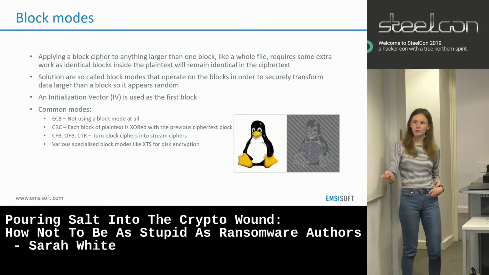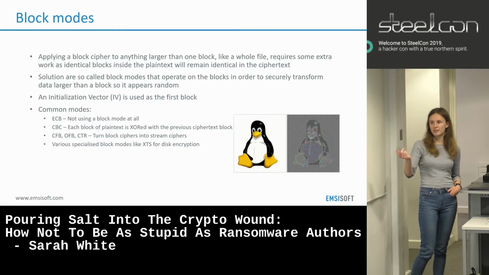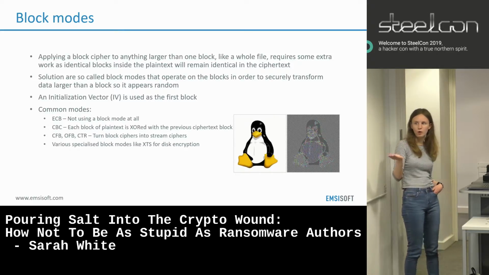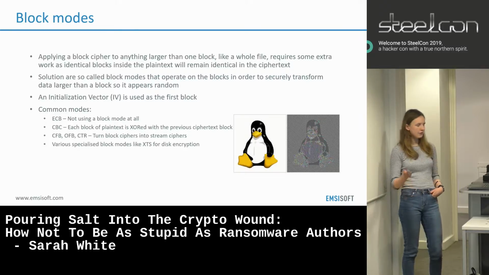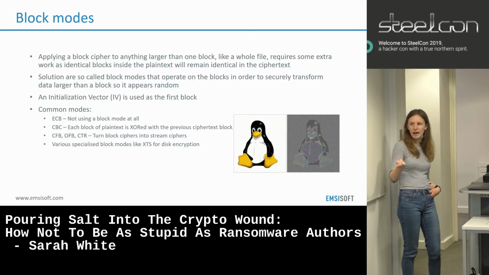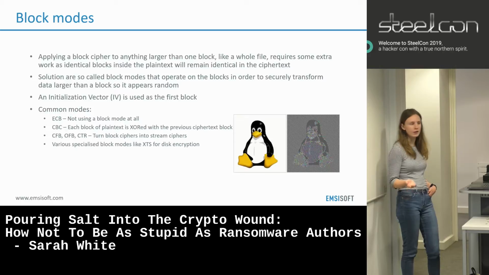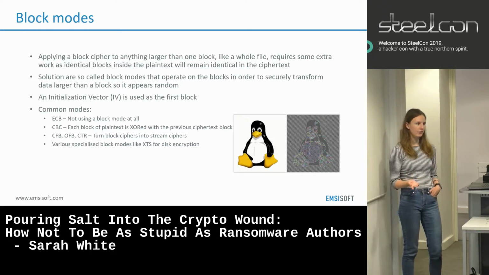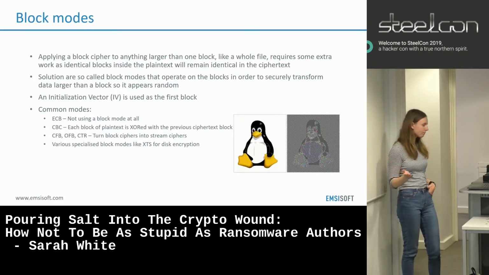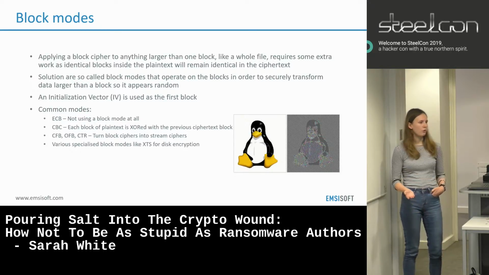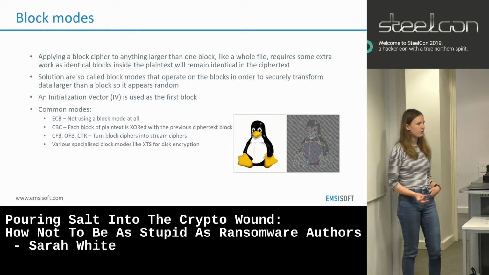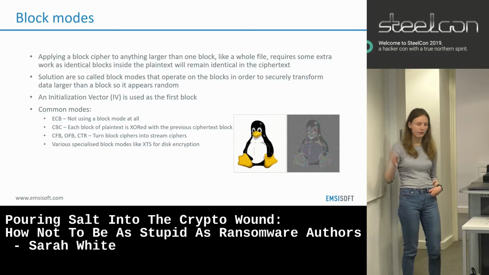The picture you can see on the slides here is known as the ECB penguin, and it demonstrates this problem quite well. The left image was encrypted using just a block cipher, and you can see that the image it produces on the right, whilst missing some of the important details and colours, still has the outline of the penguin. So this is where block modes come into play. Block modes are additional steps that are performed between blocks, so they end up appearing random, and you don't get structural information like this appearing.